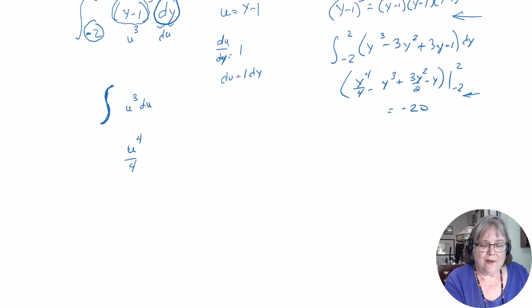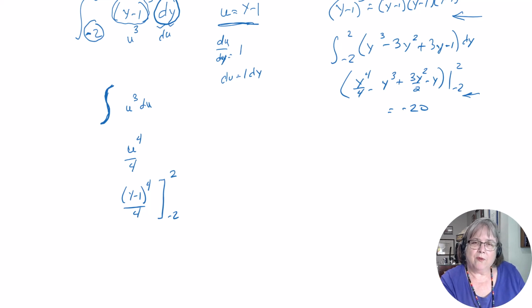And so then you go, wait, I need to change u back to y, okay? So u is y minus 1. So you have y minus 1 to the fourth over 4, right? And now I'm going to evaluate it from -2 to 2. So some people just drop off these upper and lower limits so that they're not tempted.